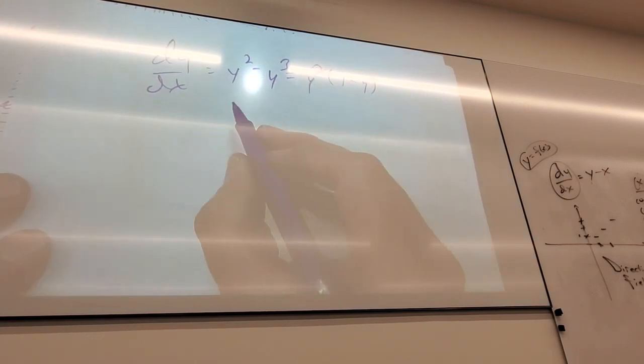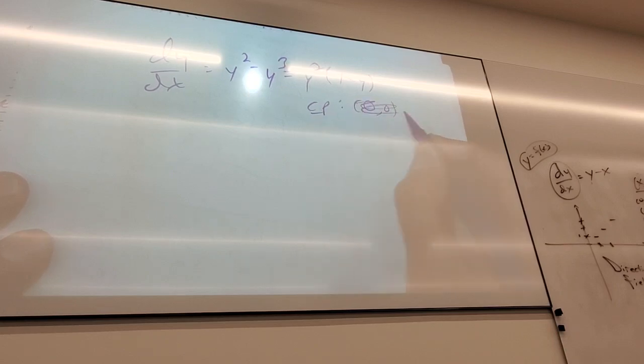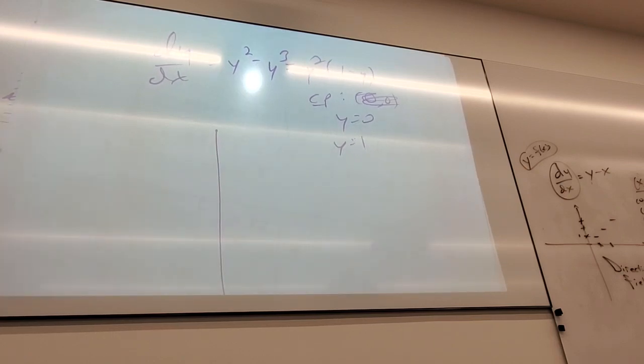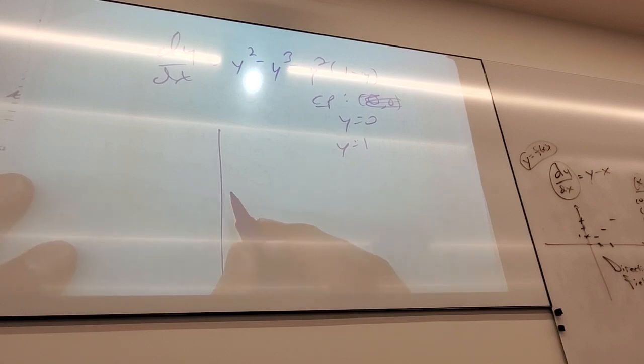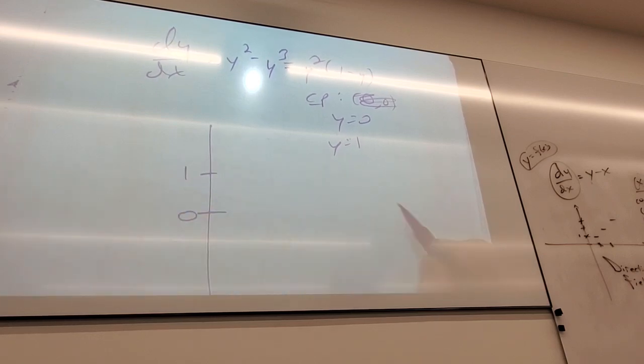Okay. The critical points: y equals 0, y equals 1. If I just look at the one dimension, because that's all I need, because it's just going to repeat forever in both directions, because it doesn't care what x is, I can plot my critical points. So that's where it's flat.